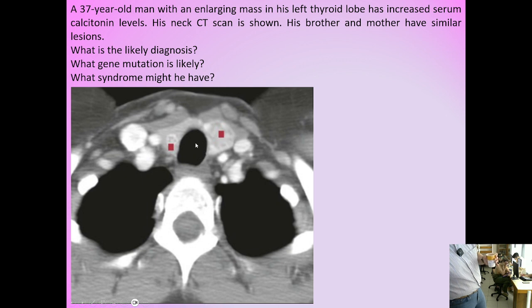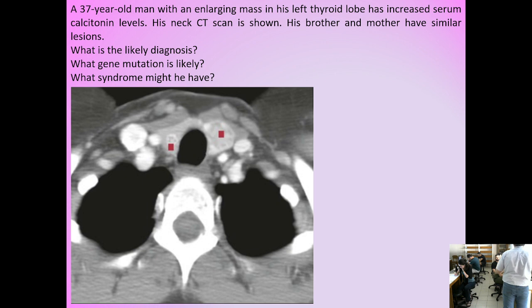So here is the CT scan of the patient's neck, and from the family history, we learn that his brother and mother have similar lesions. So what could this be? Taking into account what we have discussed yesterday, because we did the exercise first and now we do the cases. So what could this be? And help us explain why the calcitonin levels are high. Which cells produce calcitonin? Which cells? The C cells, the parafollicular cells.